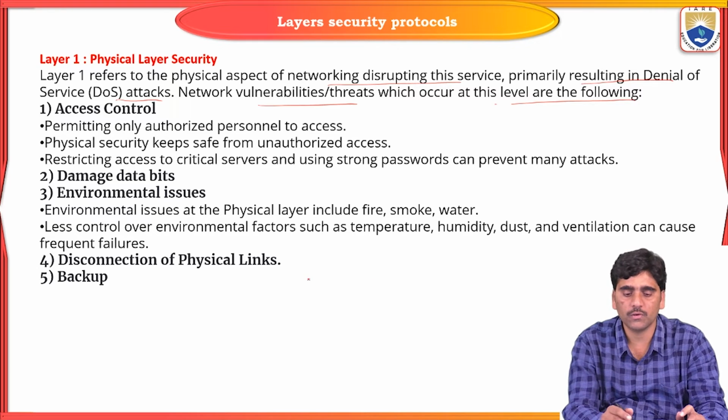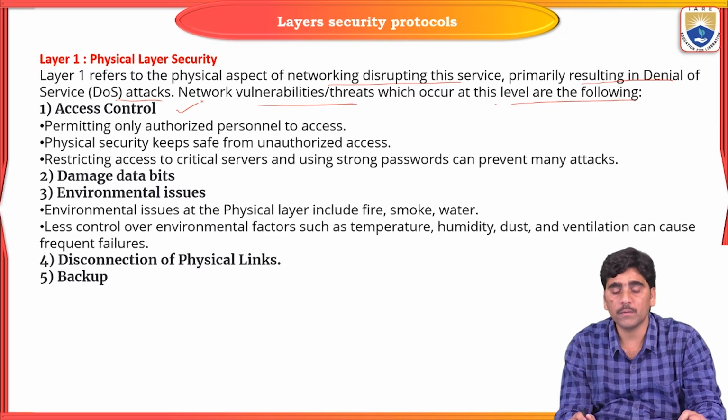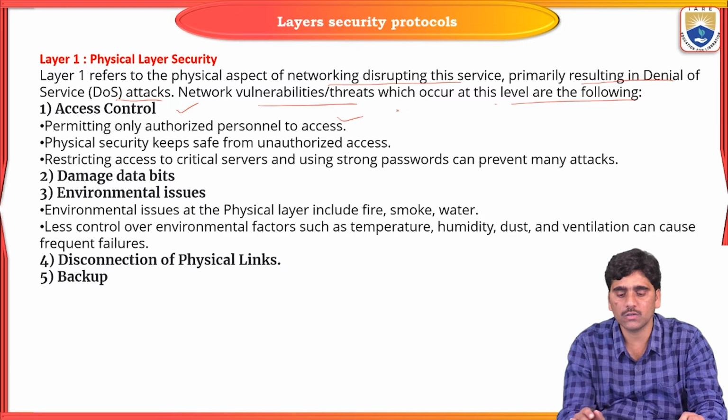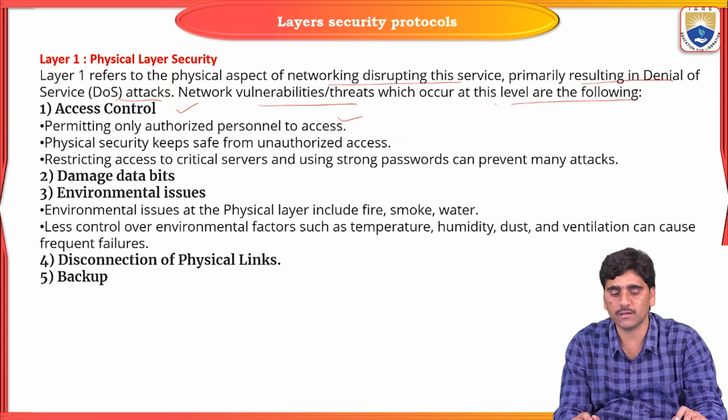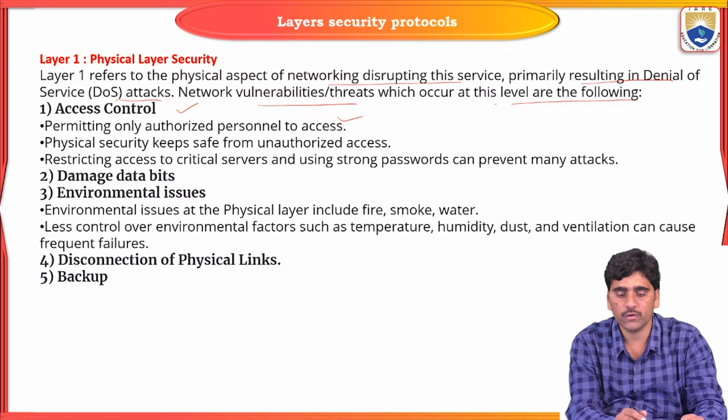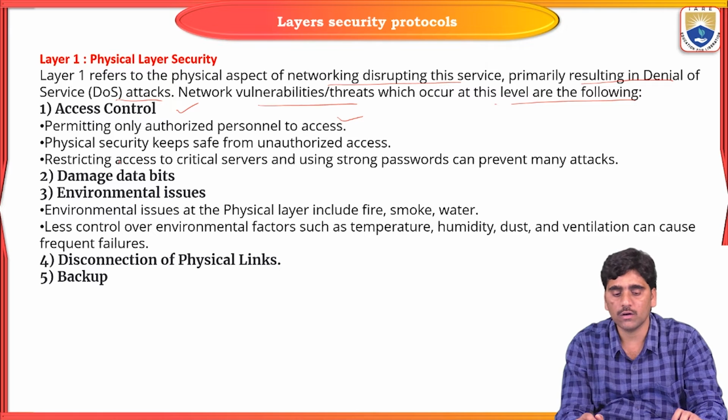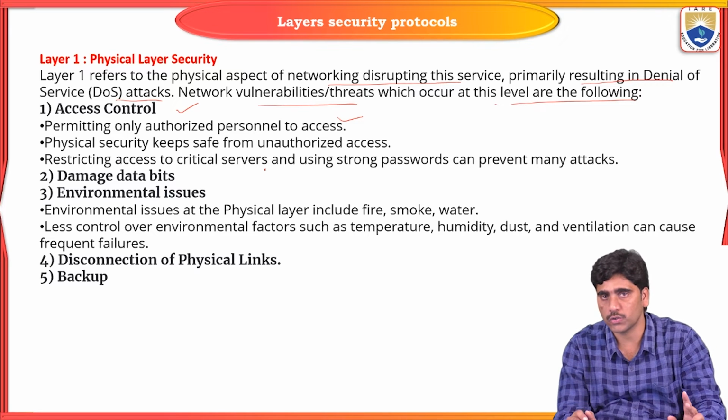The first is access control, permitting only authorized personnel to access. So maintain the access control mechanism at the physical layer. Then damage to data bits, environmental issues, disconnection of physical links, and backup. These are the different network vulnerabilities, threats, or attacks which occur at the physical layer. So with access control, only authorized persons are permitted to access.